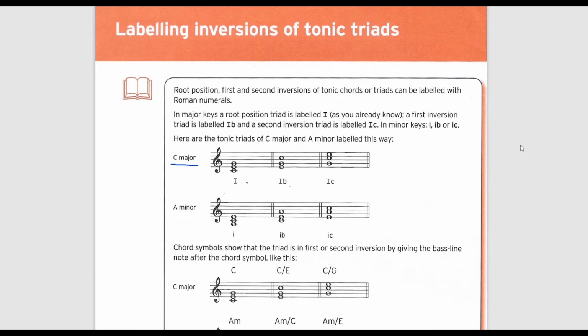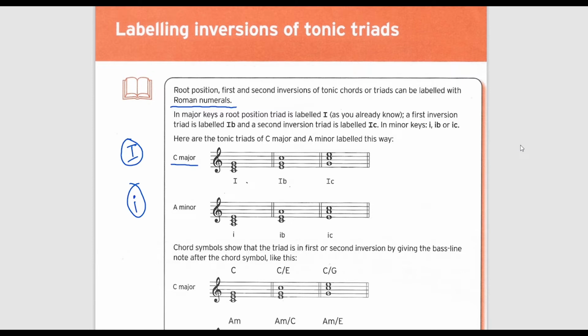This is the Roman numeral number. Remember that. In simple words, for a major chord we write it with a capital, and for a minor we write it with the smaller one. That is the only thing you have to remember. This is for major and this is for minor. Next, for the first inversion we write B and for the second inversion we write C. This applies to both major and minor.